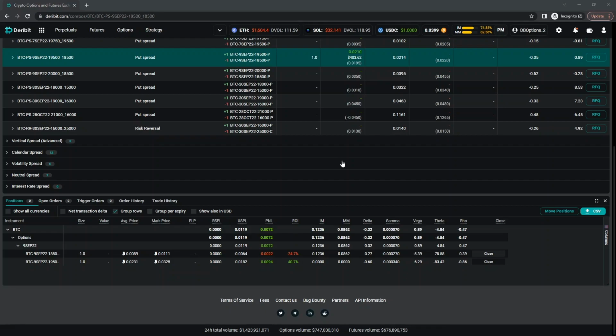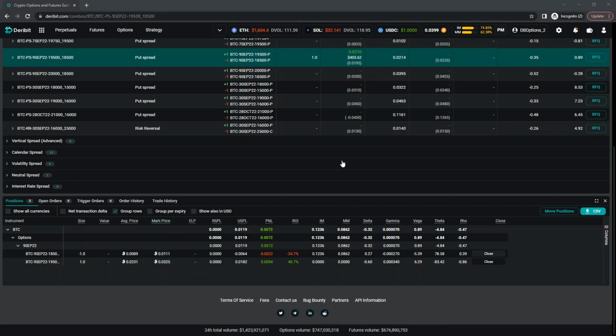We sold the 18,500 put, so this increase in value represents a small loss for us currently. However, this is more than made up for by the larger increase in the value of the 19,500 put. In the P&L column, we can see that overall, the bear put spread is worth about 0.0072 Bitcoin more than we paid for it, which is 0.0214 Bitcoin. This figure is calculated using the mark price for each instrument.